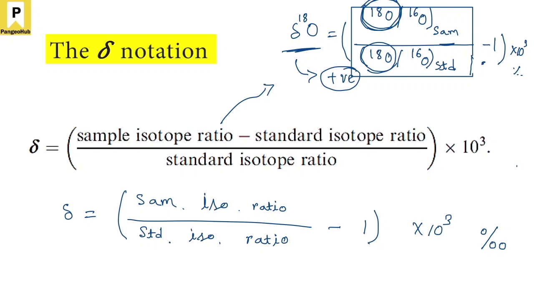Now you can rewrite this equation again and again with respect to different elements, different isotopes. For example, we have written it here with respect to oxygen. You can write it with respect to hydrogen, sulfur, chlorine, calcium, whatever. So if a question comes, then you have to deal with this. Now let's see some questions.